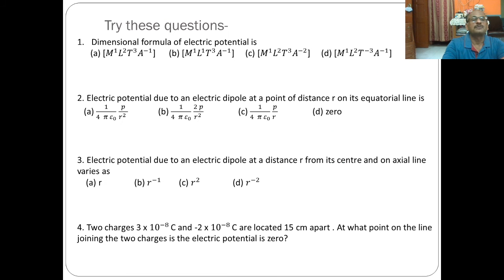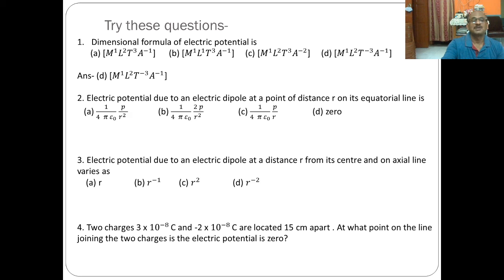Now on the basis of this discussion, hope you are capable to answer these questions. First question is the dimensional formula of electric potential. See the options. Hint: here, work equal to charge into potential. So V equal to work by charge, and if we give the dimensional formula of work and charge, we will get the dimensional formula of electric potential, that is M L square T to the power minus 3 A to the power minus 1.